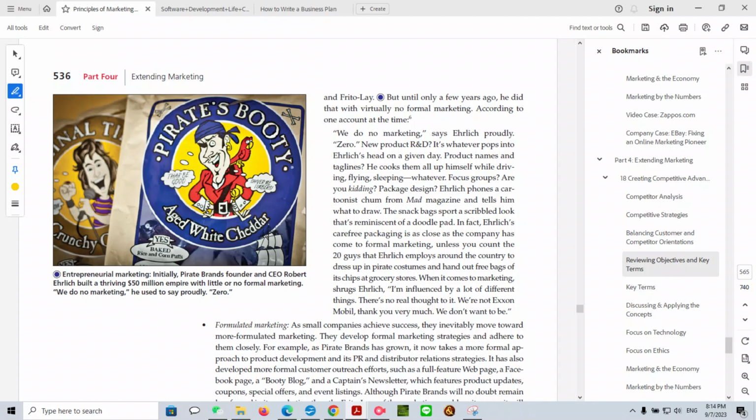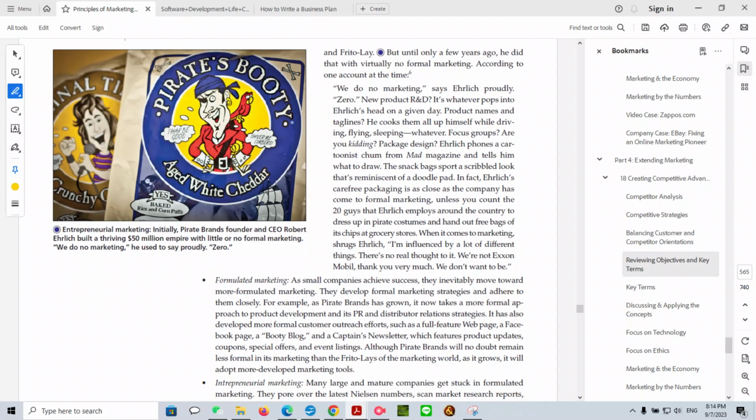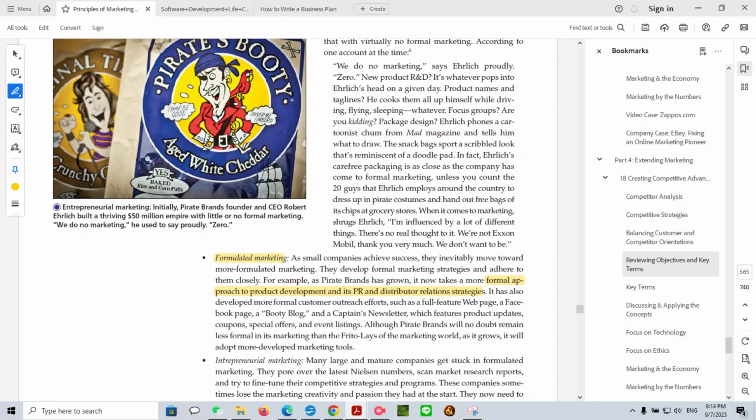You also have formulated marketing. With formulated marketing, it's the small companies that achieve success that inevitably move toward formulated marketing. They develop formal marketing strategies and adhere to them closely. Okay? Pirate Brands has grown up. It now takes a more formal approach to product development and its PR and distributor solicitation strategies. It has also developed more formal customer outreach efforts, such as a web page, Facebook page, blog, and Captain's newsletter, which features product updates, coupons, special offers, and event listings.